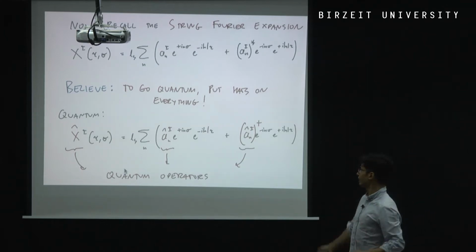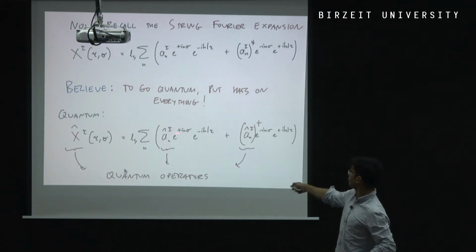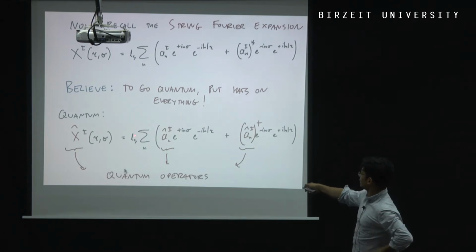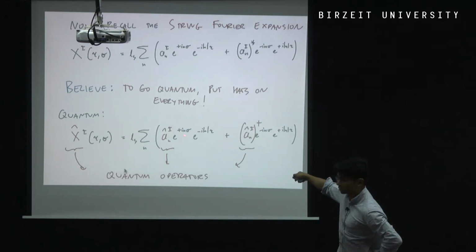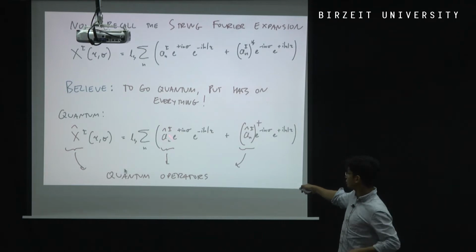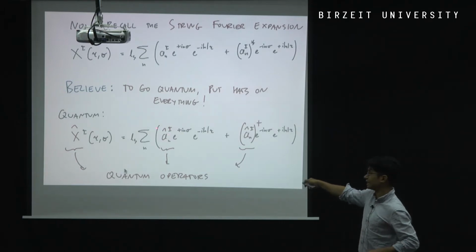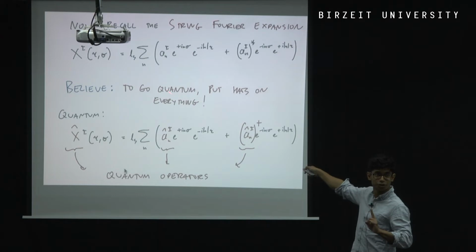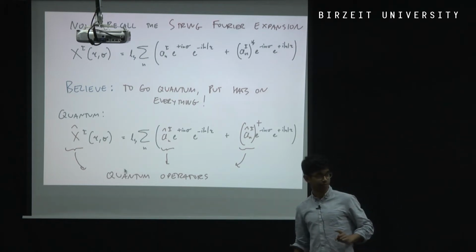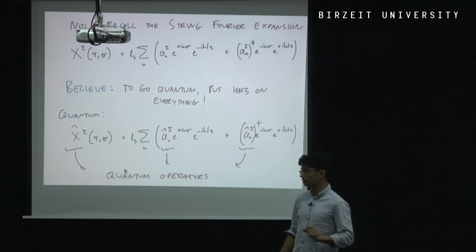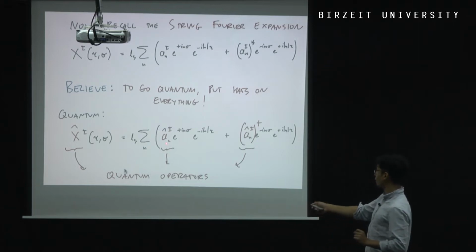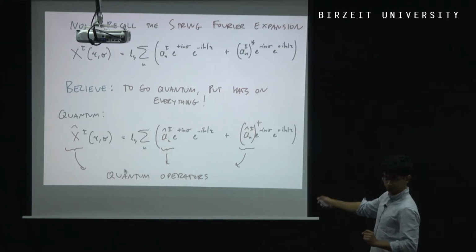The quantum theory, we have x, which is an operator. And what is an operator on this side? This is just the length. These are just functions of space and time. So the only thing that can be an operator is the A's. Okay? So the Fourier expansion modes are now operators in this new thing. So our quantum operators are A and A dagger.